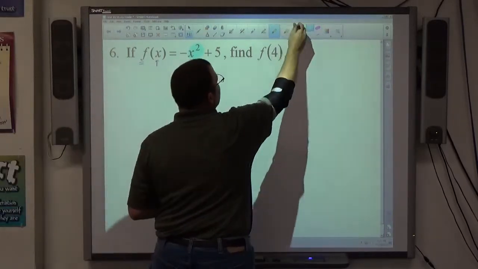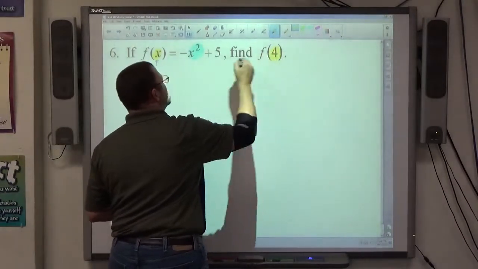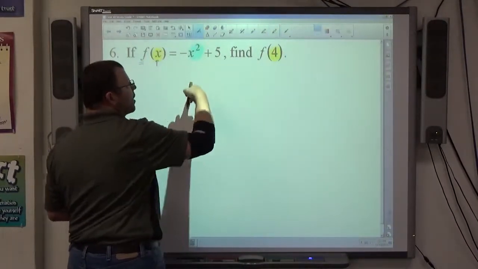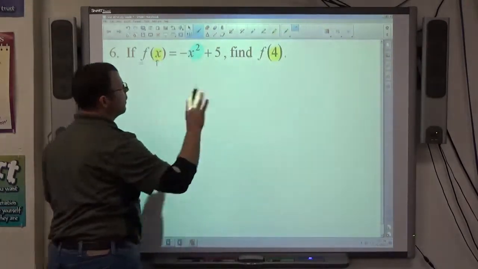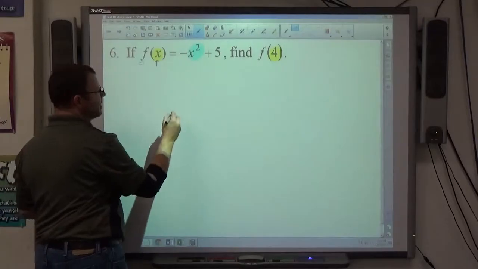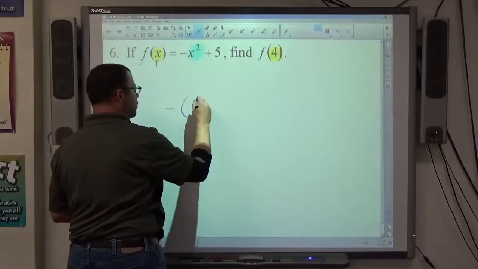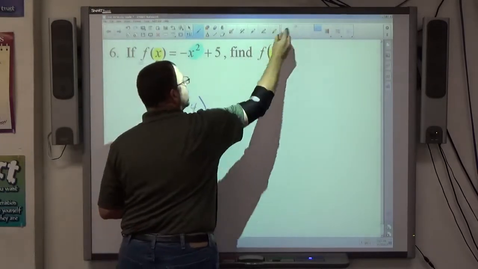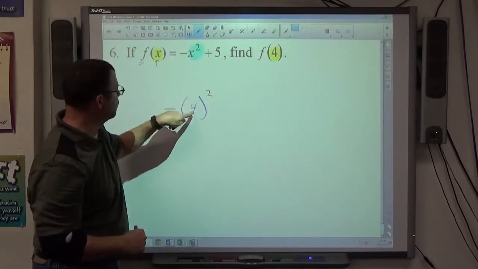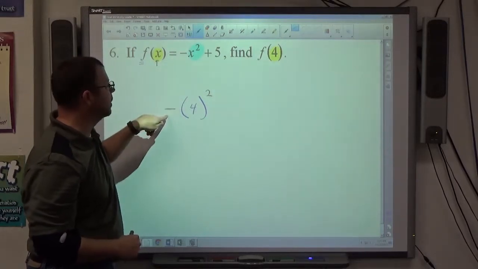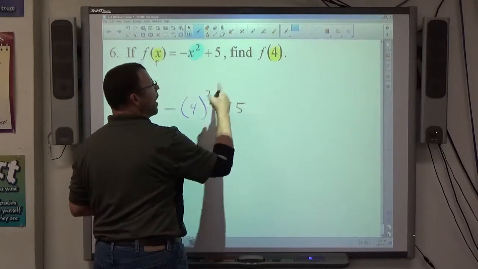They want me to do f of 4. So they're changing x to 4. So to work this out, I'm going to change x to 4. I'll keep everything that's supposed to stay the same in black. So the minus sign stays minus. I'm changing x squared into 4 squared. X became 4. X is being squared, so 4 is being squared. The minus sign still is not being squared. And then we got plus 5, which is just hanging out. So that's all we're doing.